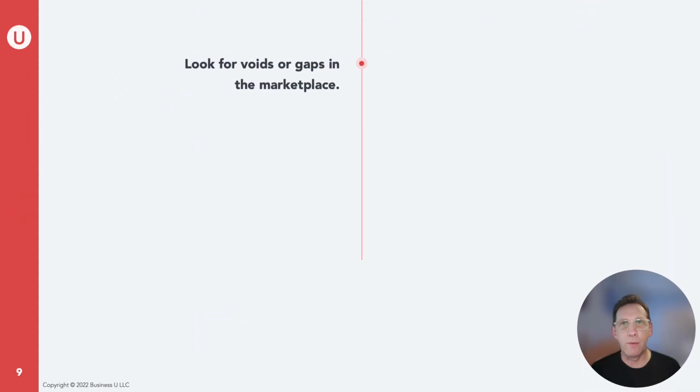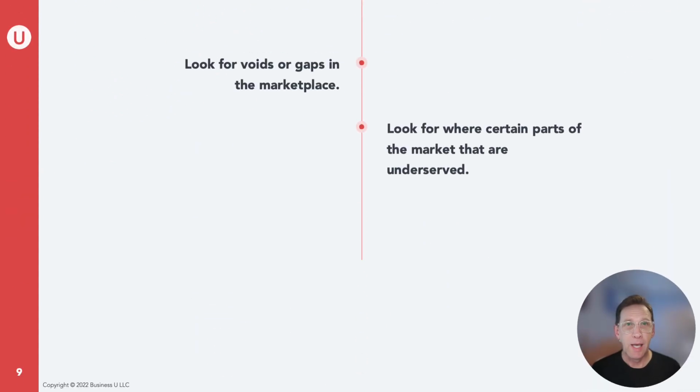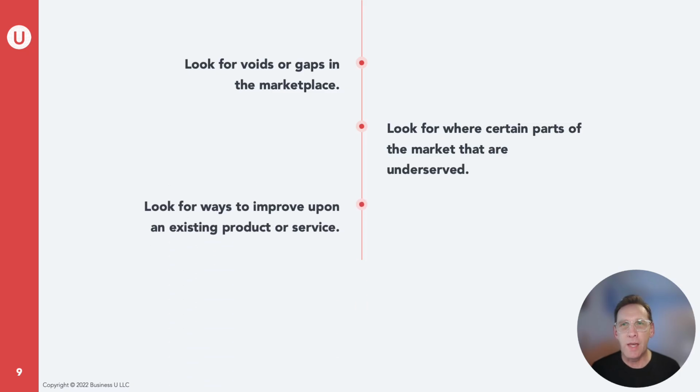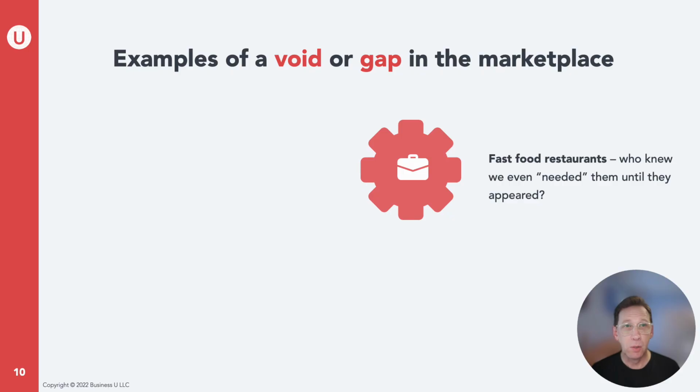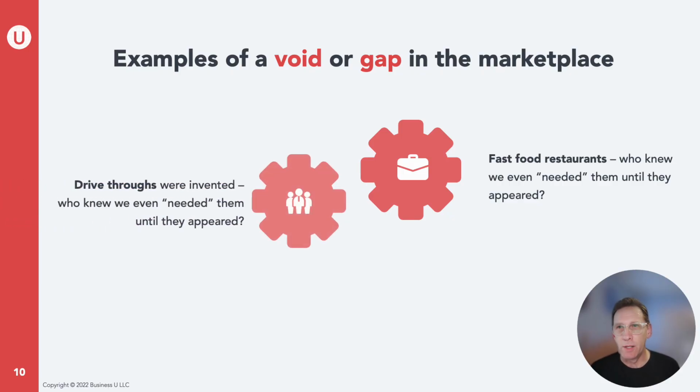You'll also look for voids or gaps in the marketplace, where certain parts of the market are underserved. In other words, they don't have those benefits, products, or services. And then you look for ways to improve upon an existing product or service, or even imagine a whole new way of doing things. So here are some examples of a void or a gap in the marketplace. Fast food restaurants. Who knew we even needed them until they appeared? Drive-throughs were invented. Who knew we even needed them until they appeared?